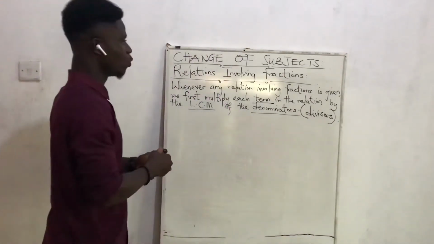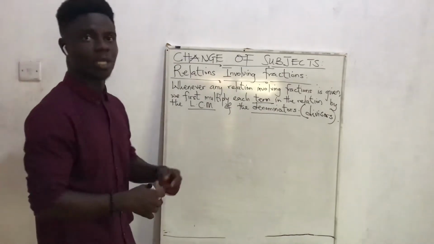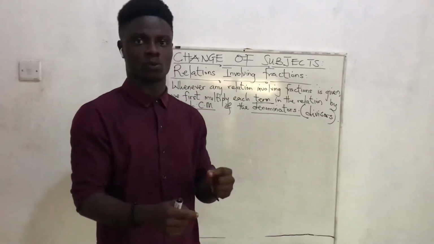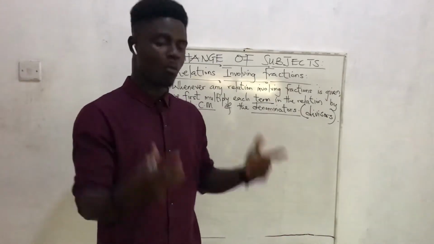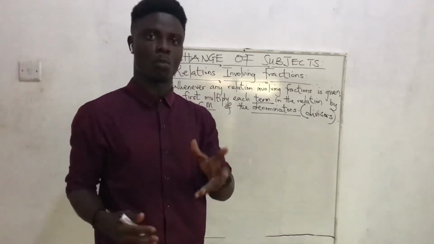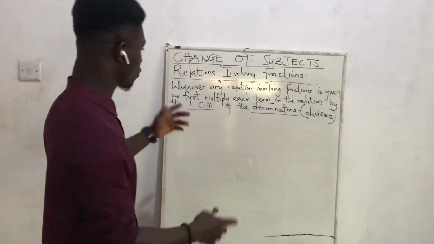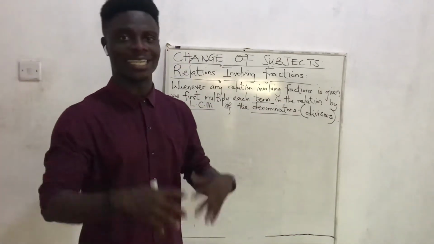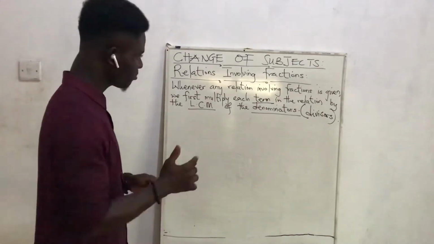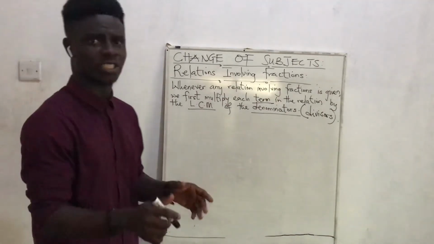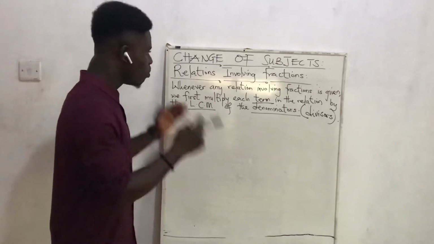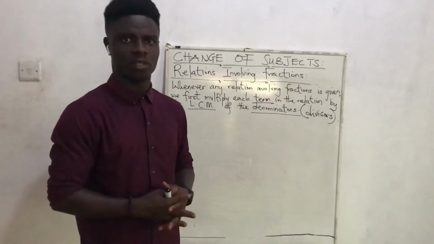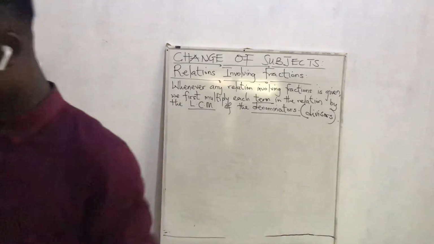So in the relation, multiply by the LCM. And you know the full meaning of LCM: least common multiple or lowest common multiple of the denominators, known as the divisors. So let's wrap up. If you have any fraction, you have to multiply each term in the relation by the LCM of the denominators. Do you understand that? Alright, let's see an example.